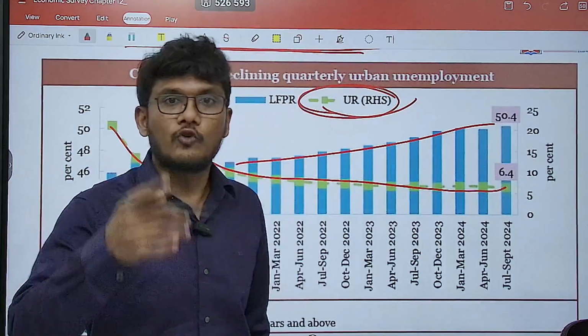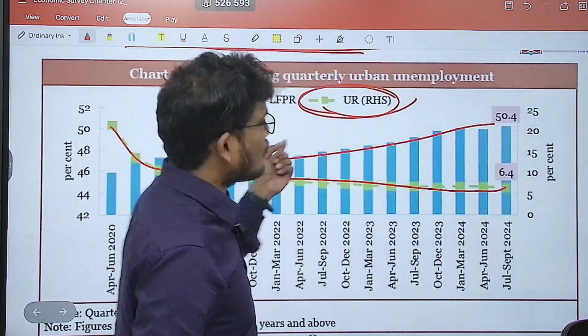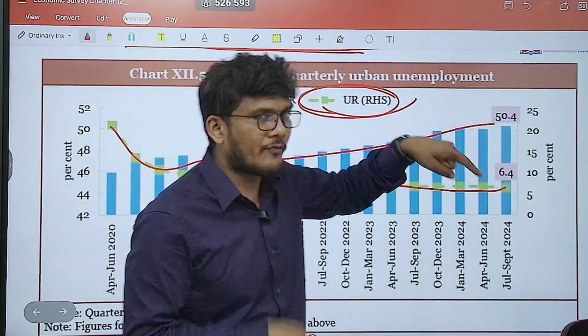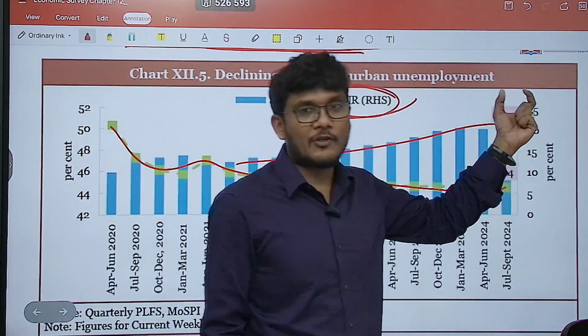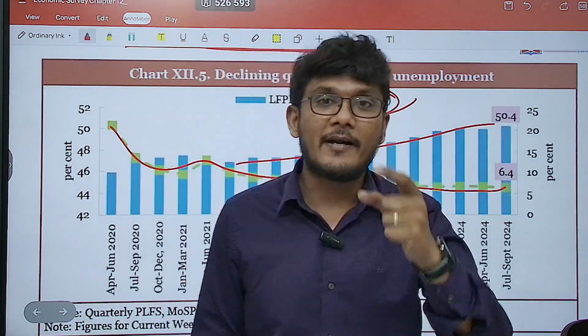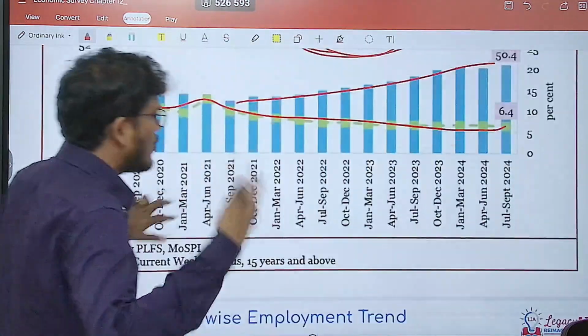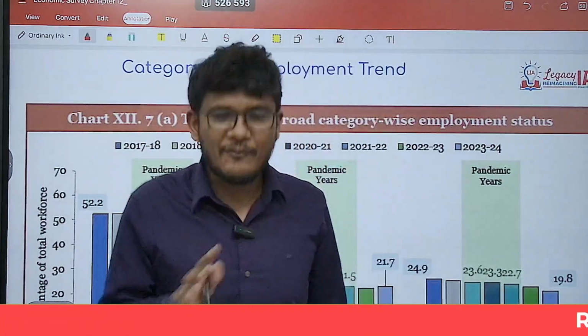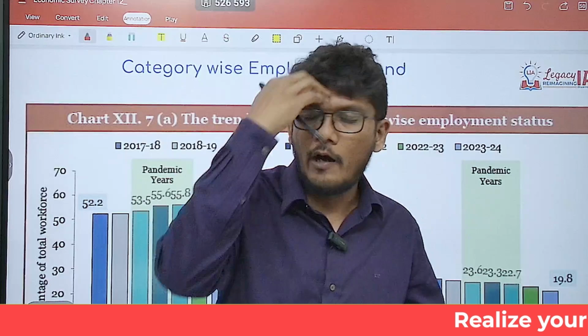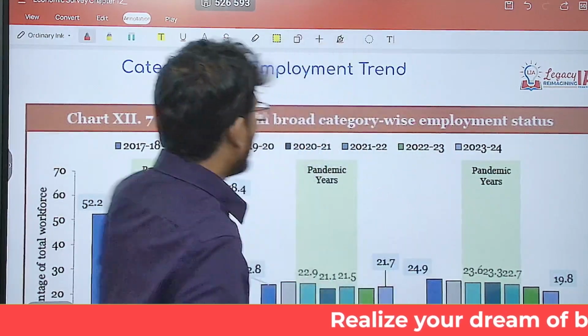That means more jobs are actually being created. It is not that labor participation is going down, which is why the unemployment rate is going down. No, the labor force participation rate is increasing, but still the unemployment rate is going down. That means the economy is now producing more jobs than it is taking away. So we can safely say that there is no longer a jobless growth in India.